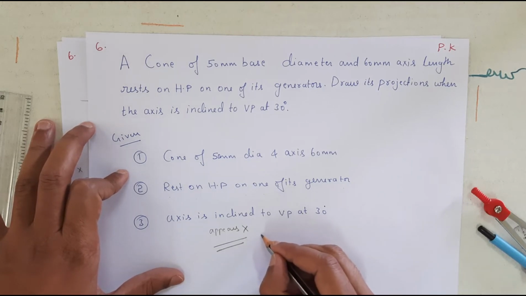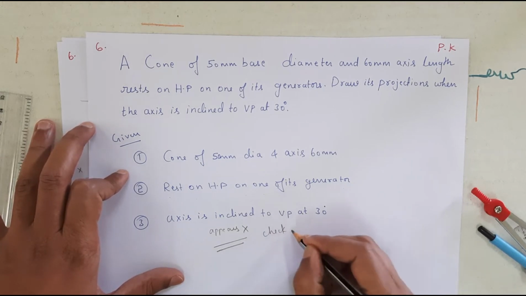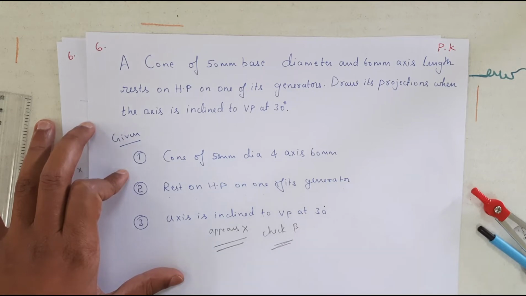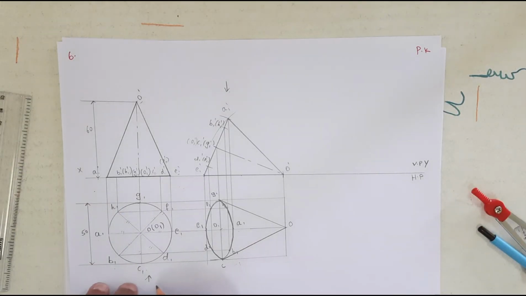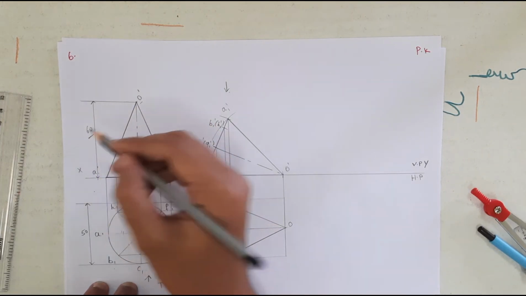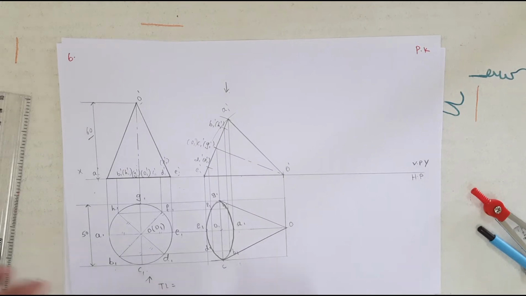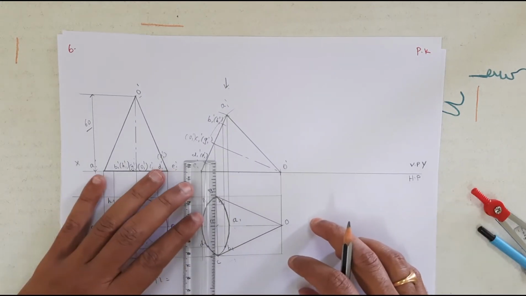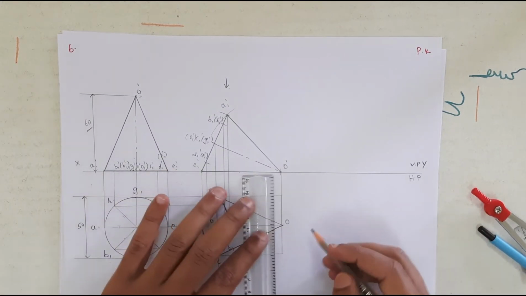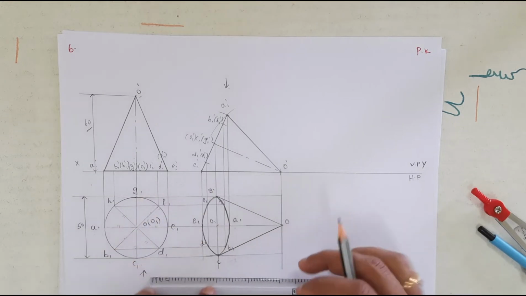Then we have to check for beta. Okay, we need to check for beta. How to check for beta? So what is the true length of the axis? So true length of the axis is how much? 60. So now we have to note down what is the apparent length of the axis.